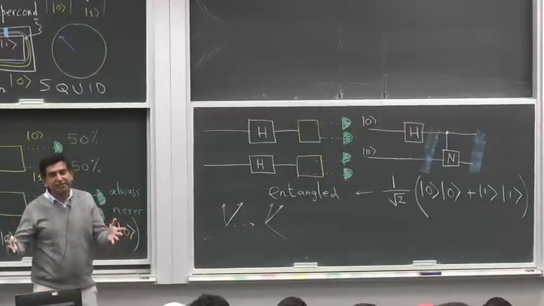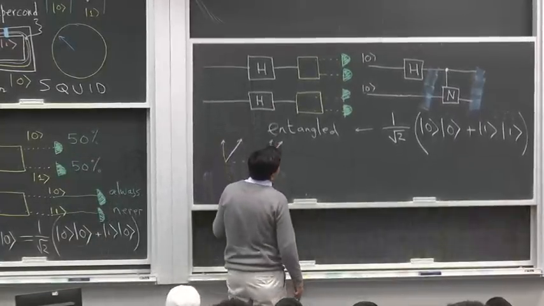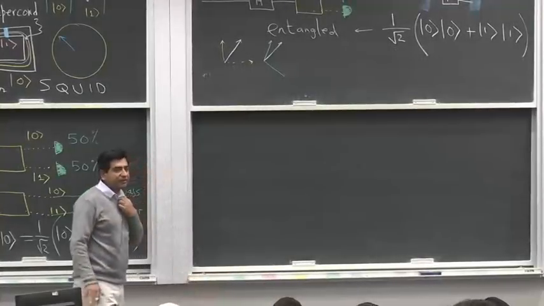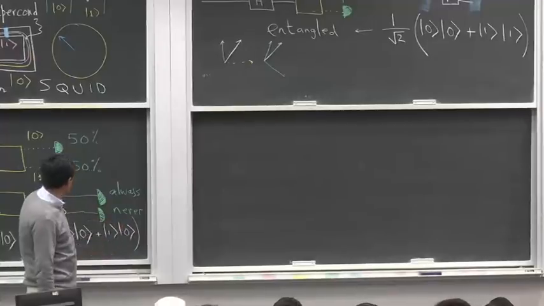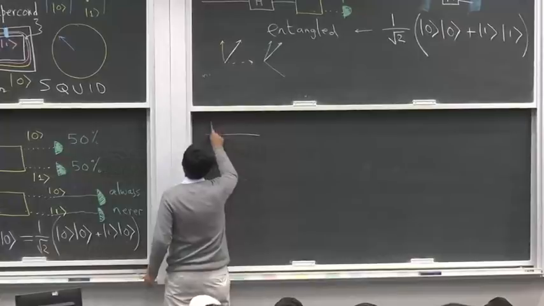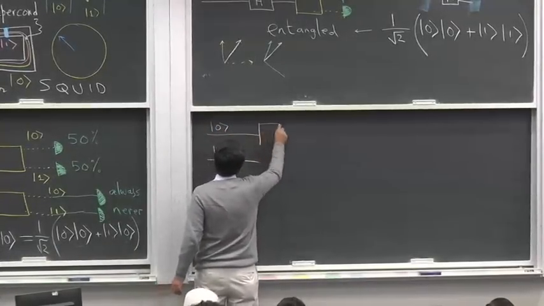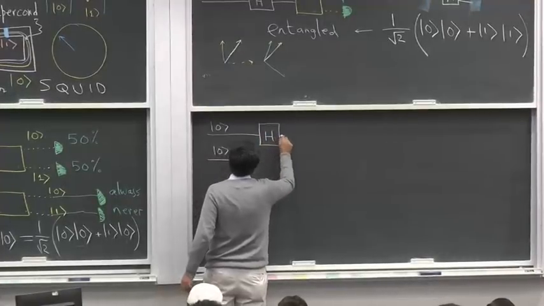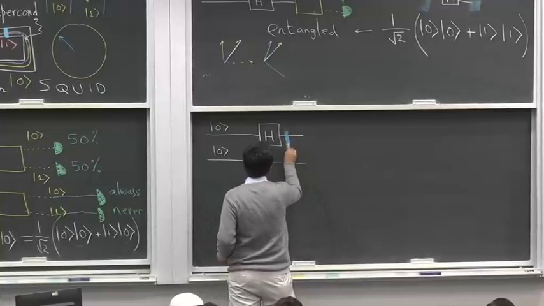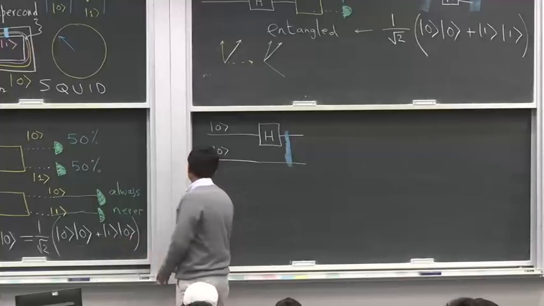Created an entangled state. What does it mean? Let me draw the complete quantum diagram in one go because I split it up into two parts. So what I'm doing is I input 0, I have a Hadamard gate. So at this location I have created this state, right?